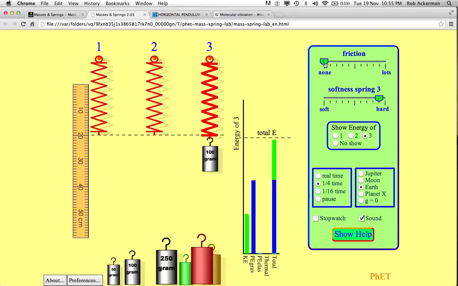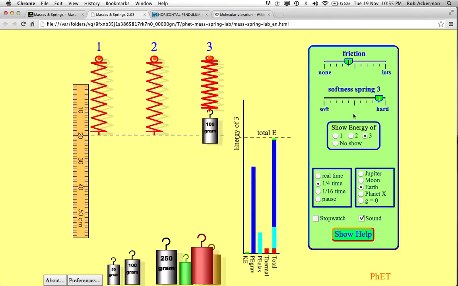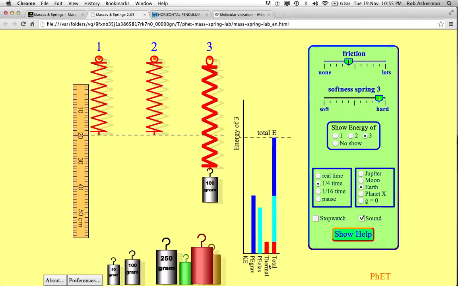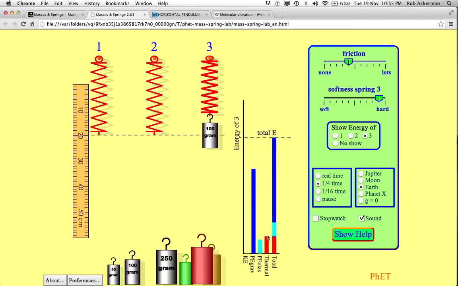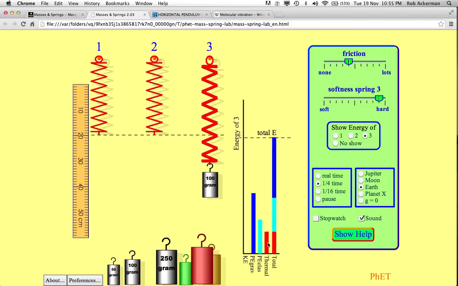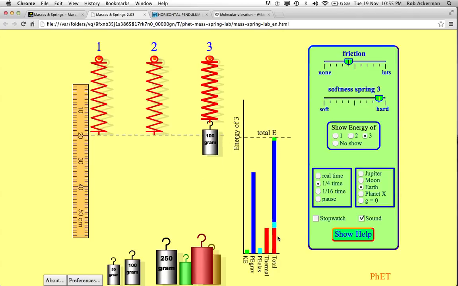Another thing you can do is add friction. What do you think would happen if I added some friction here? Would the mass keep going forever and ever? Let's watch. Now you see the thermal energy building up. It's building up in its own sense, and it's building up as a percentage relative to the total energy.